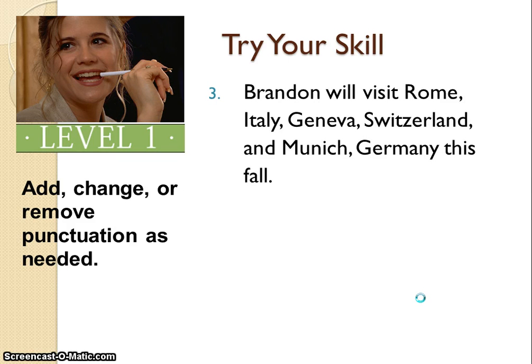Okay, Brandon will visit Rome, Italy, Geneva, Switzerland, and Munich, Germany this fall. Well, we have internal commas here, so we're probably going to need to put a semicolon here and here to separate the series, because these are all a series of cities and countries. Oh, I forgot the comma for Germany too, because that is another geographical area. Here's the city and the country, so I need to put the comma after it.